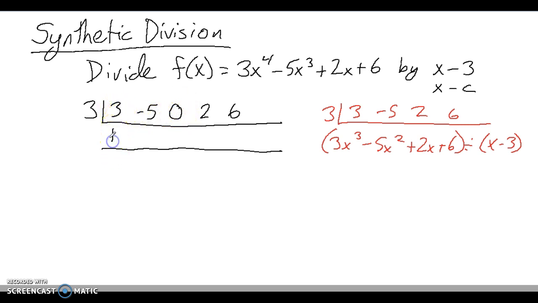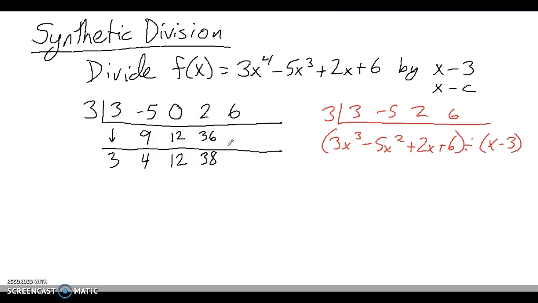This 3 just comes on down. 3 times 3 is 9. Negative 5 plus 9 is 4. 3 times 4 is 12. 0 plus 12 is 12. 3 times 12 is 36. 2 plus 36 is 38.